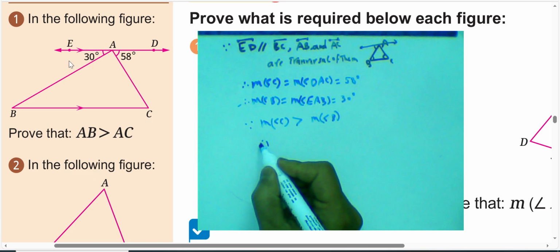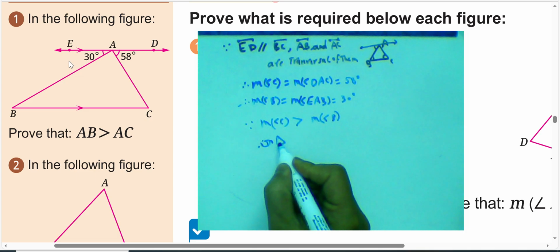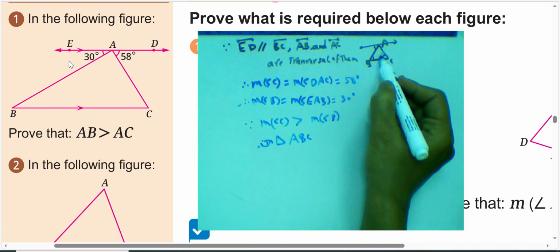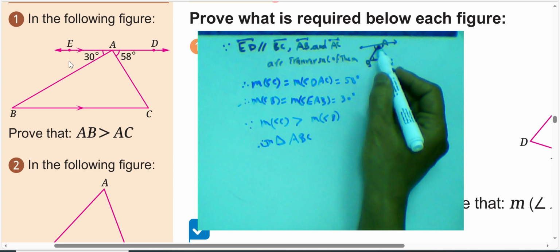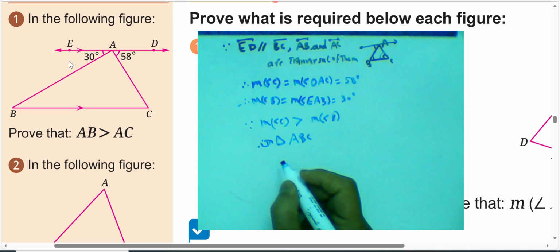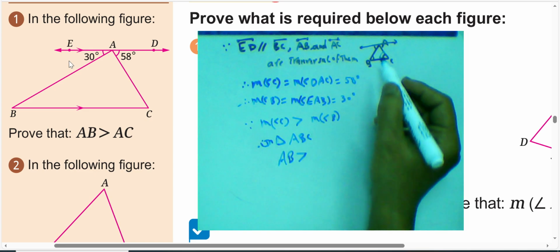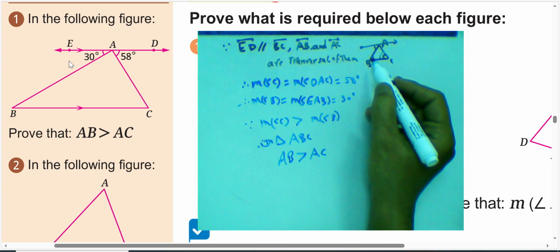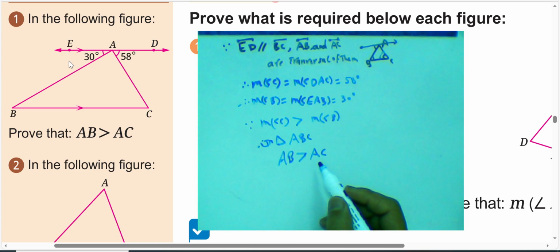Then in triangle ABC, angle C greater than angle B, then the opposite of this angle, AB, will be greater than the opposite of angle C, AC. The opposite of angle B is AC. Then AB greater than AC.